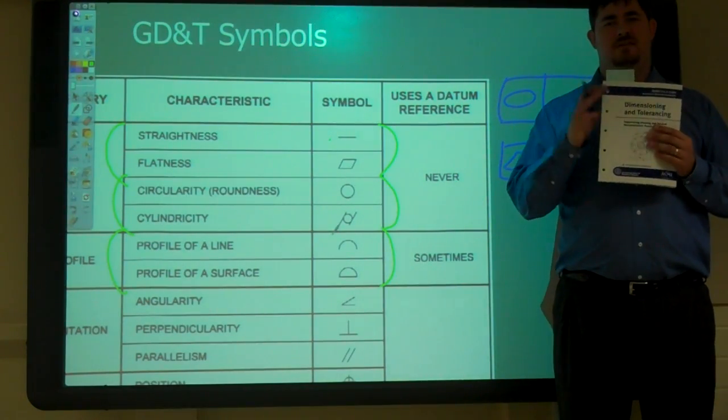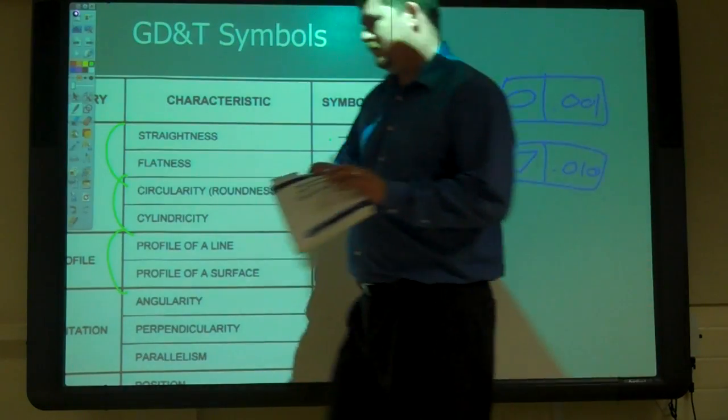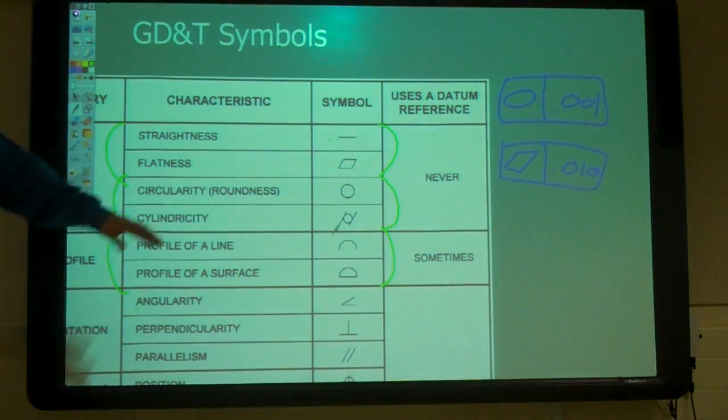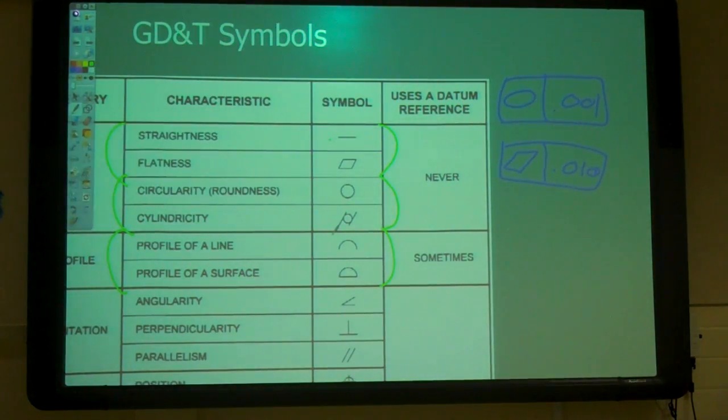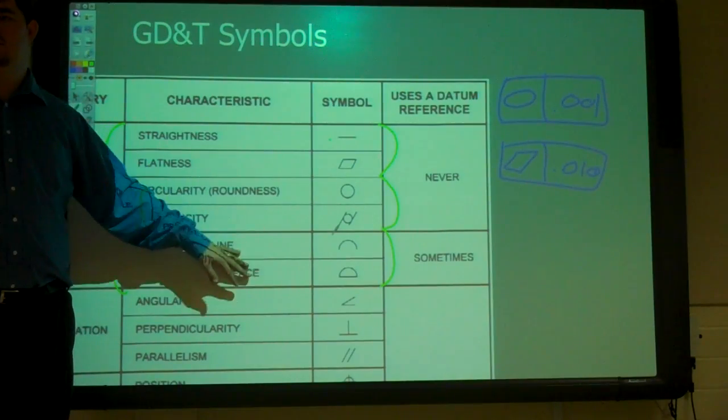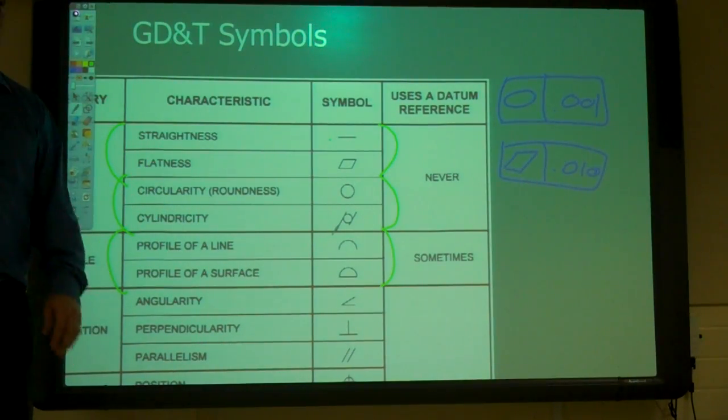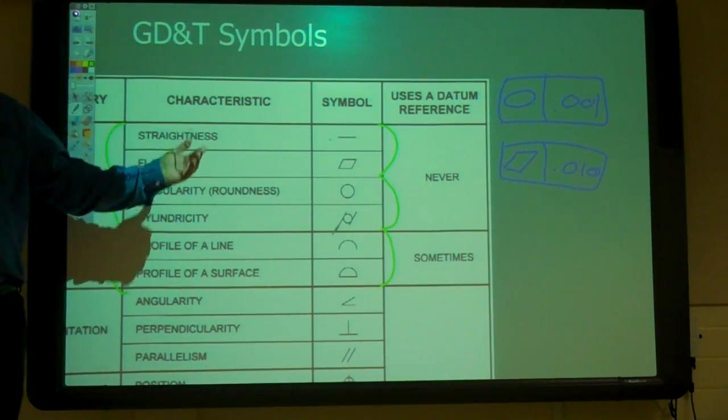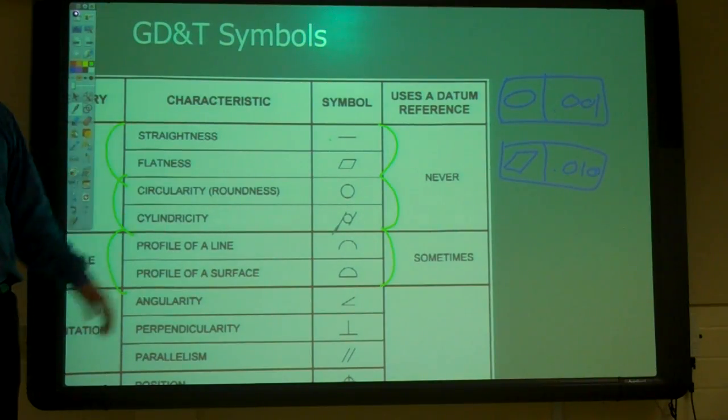Does that make a little bit of sense? Yeah. So it's kind of a 2D and a 3D modifier. Can you explain a little bit more on the profile of a line and profile of a surface? I'll do that next week, or in two weeks. We'll get back to it. Today we want to get through the basics, and then we'll go in depth in some more of the symbols in two weeks.